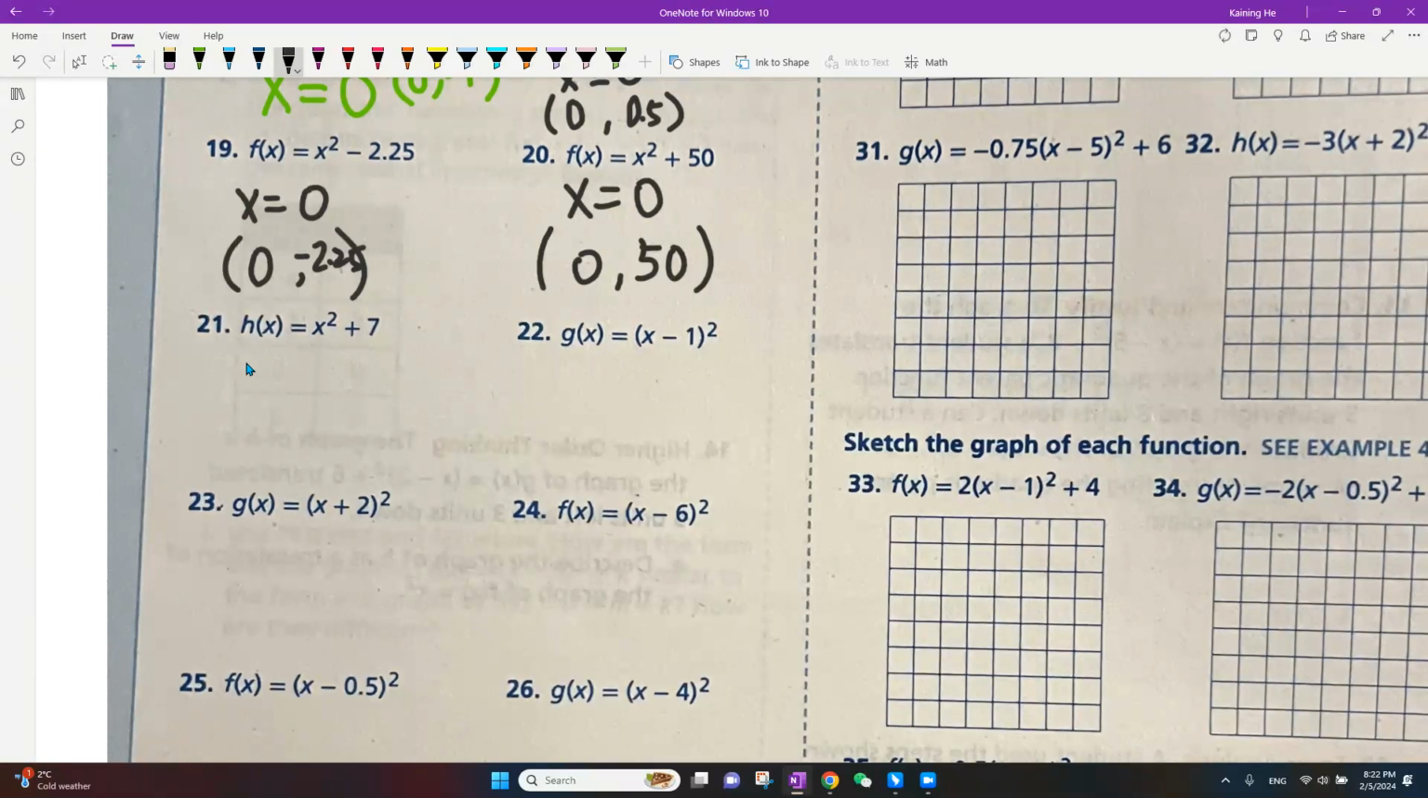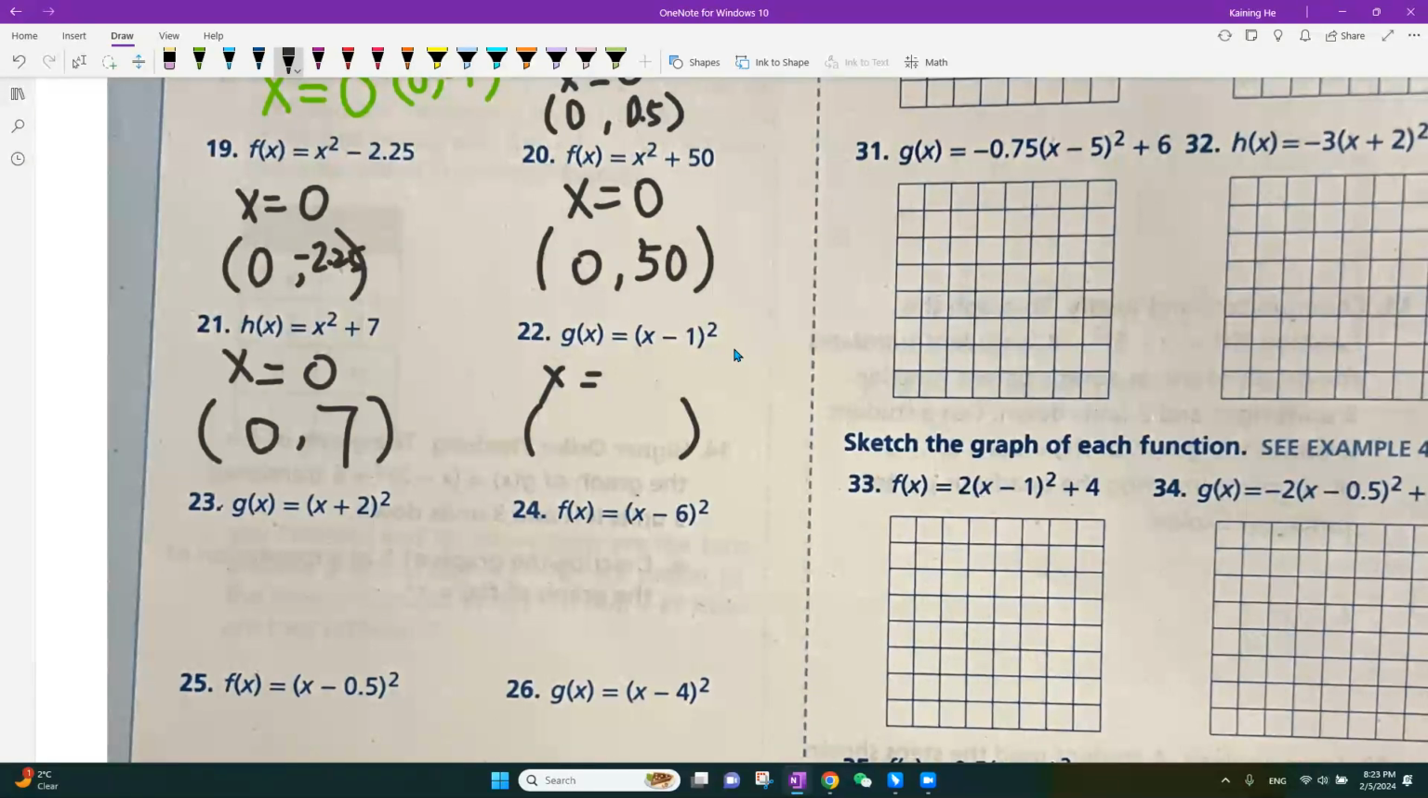Next, 21. X equals 0, 0.7. Wonderful. Next. Number 22. So now x would equal positive 1. Wonderful. This is the crazy X. This is actually telling you that I'm going to my right by 1. So don't forget x equals 1 now. And then there's no y, so that one becomes 0. Wonderful. 1 comma 0. Since I'm not going up or down, I have 1 comma 0.